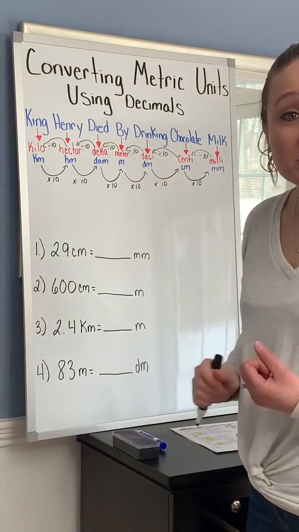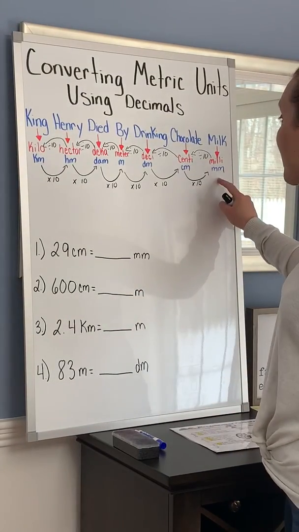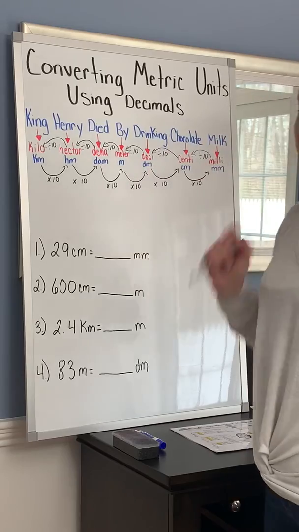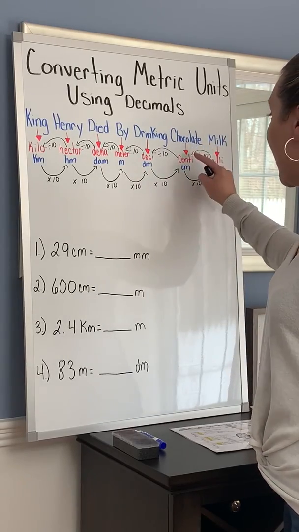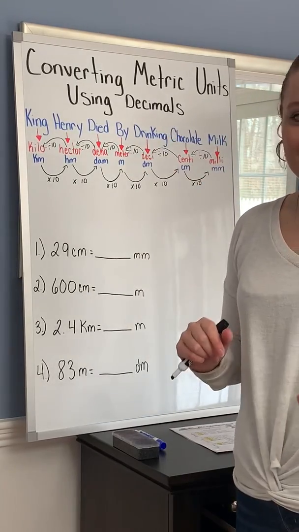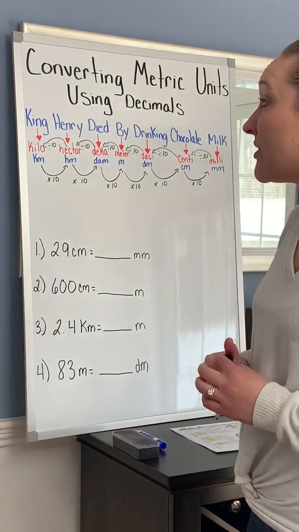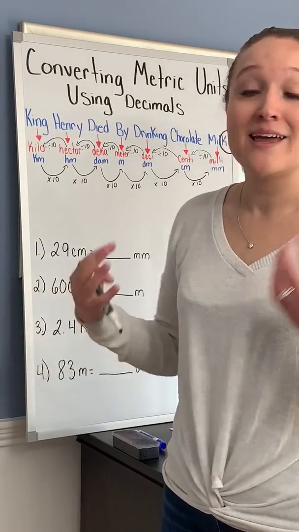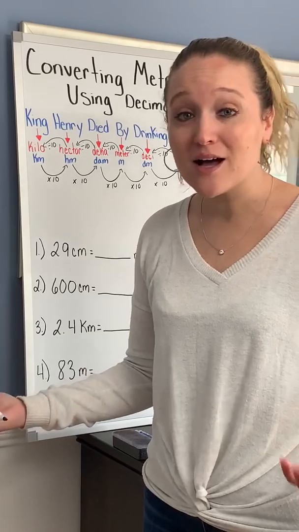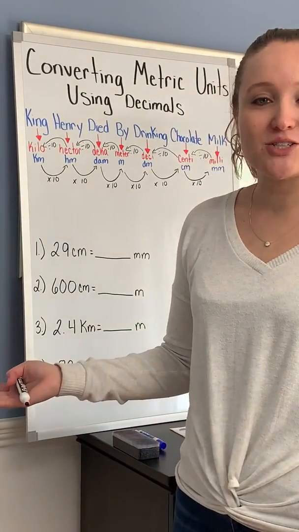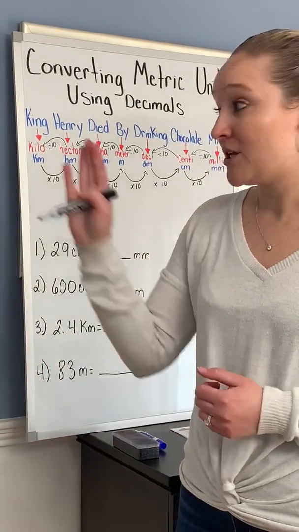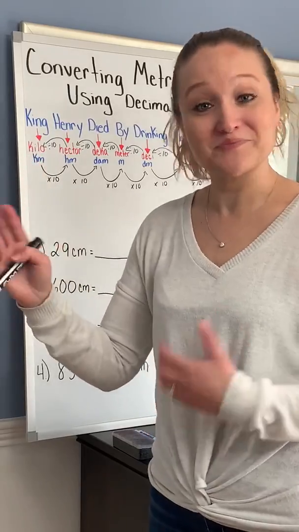So, if you were to go from millimeter to decimeter, you would divide by 10 and then 10 again. But if you could remember this silly phrase, King Henry died by drinking chocolate milk, all you need to do is just worry about moving your decimal to the right or to the left, okay?